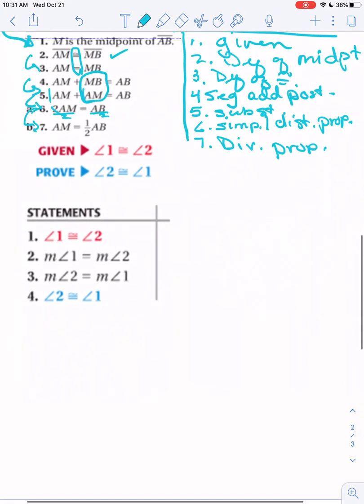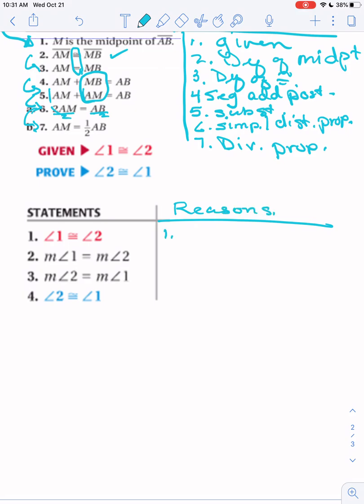Let's try another proof. And the right hand side are our reasons. So we have 4 steps in this one. Step 1, again, always is your given. We just copy our given down. How do we know it's true? It's given. From step 1 to step 2, it looks like we changed it again from a congruent symbol to an equal sign. Again, we call that definition of congruence. If angles are congruent, their measures are equal.